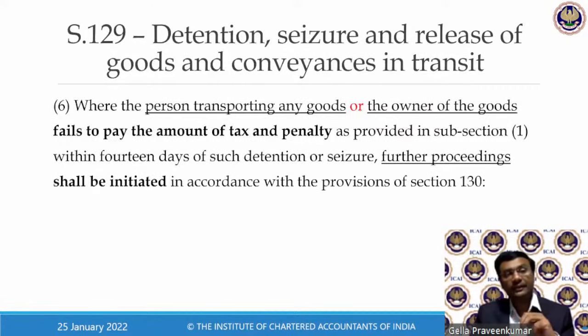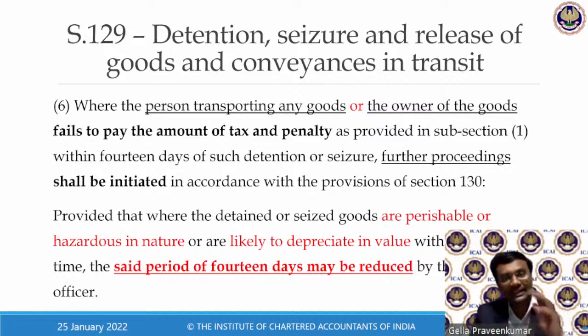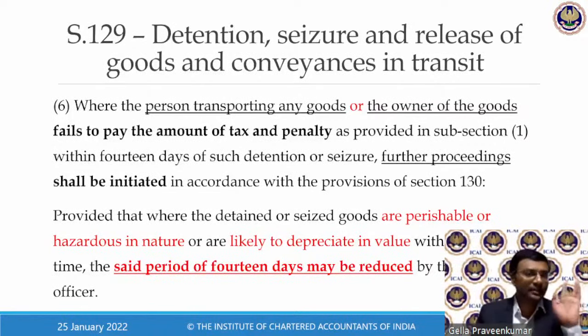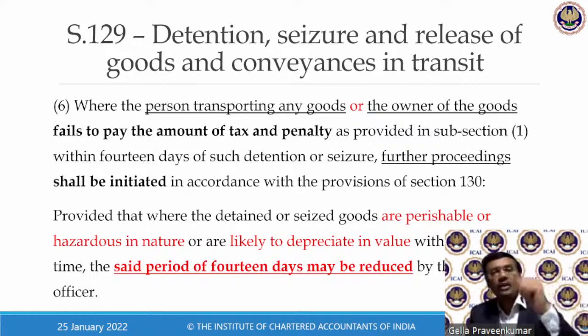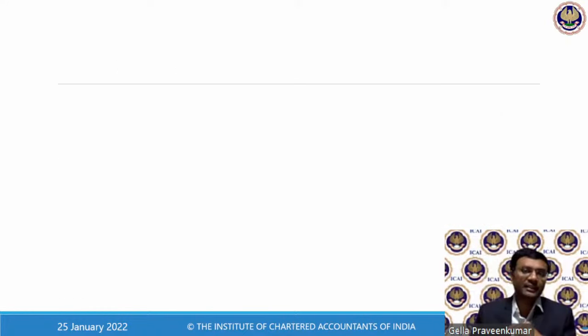Now, what if the goods are detained? The tax along with penalty has not been paid within the standard time limit of 14 days. Neither the owner has come forward nor any other person has come forward to pay. Then these goods which are detained will go for confiscation. Confiscation is dealt with under Section 130.